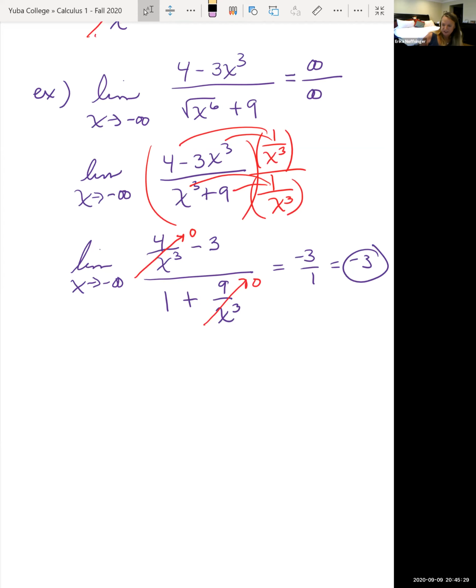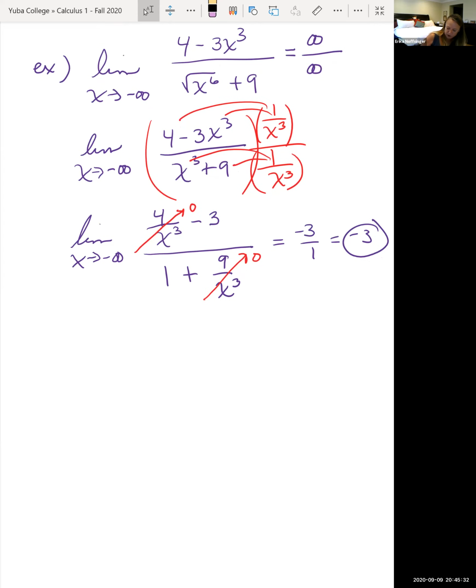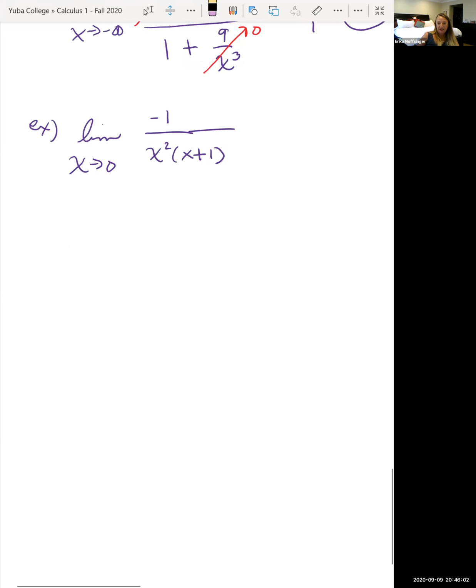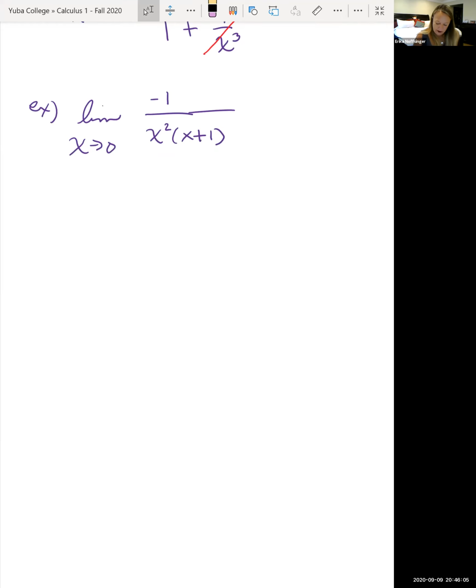Okay, so let's look at one that has a vertical asymptote. So the limit as x is going to some value a, where we have a vertical asymptote, and see what we get. So if we had the limit as x is approaching 0 of negative 1 all over x squared times x plus 1 in the denominator. Notice if we plug in 0, it's undefined there. x can't be 0.